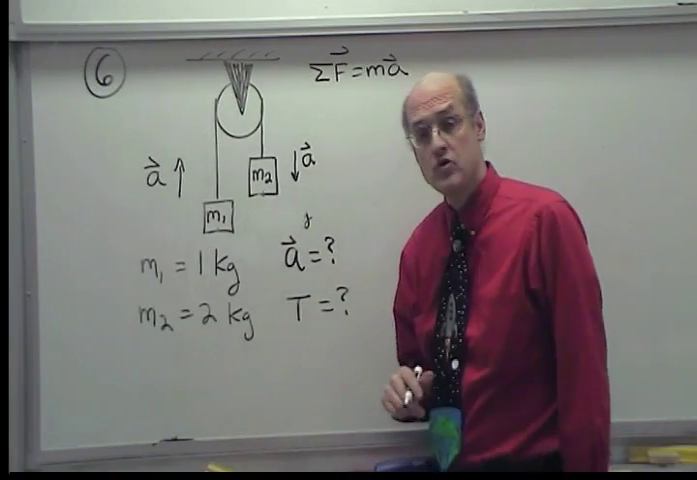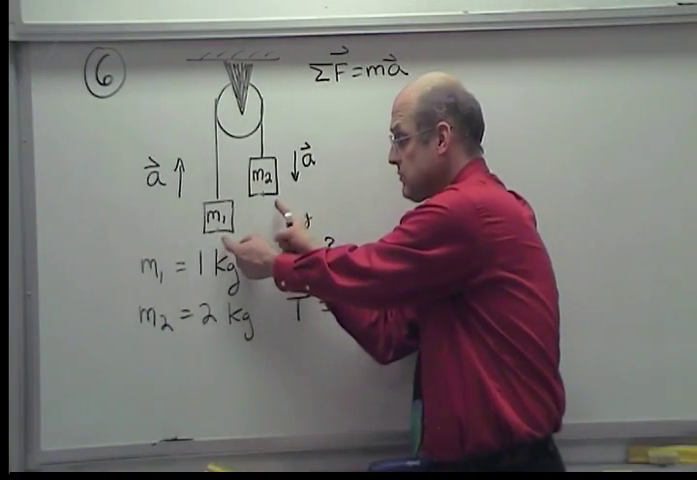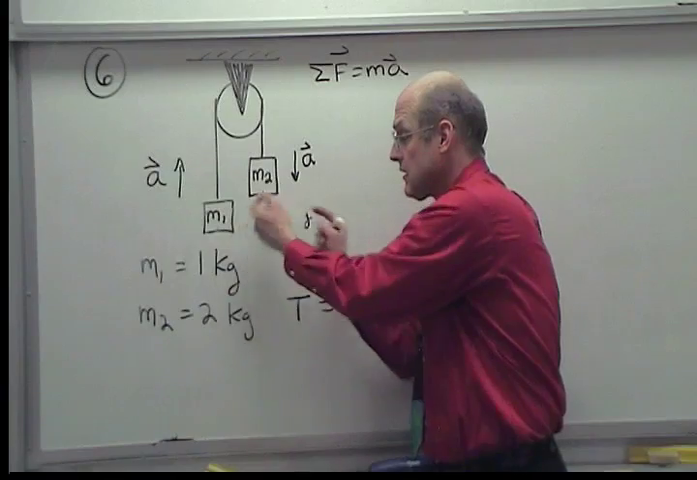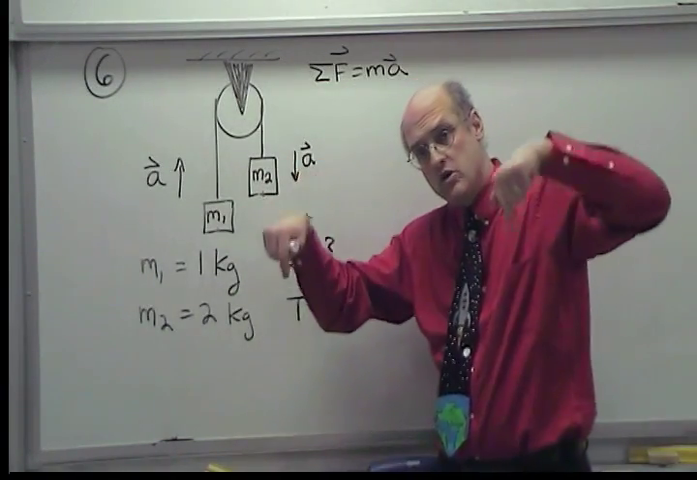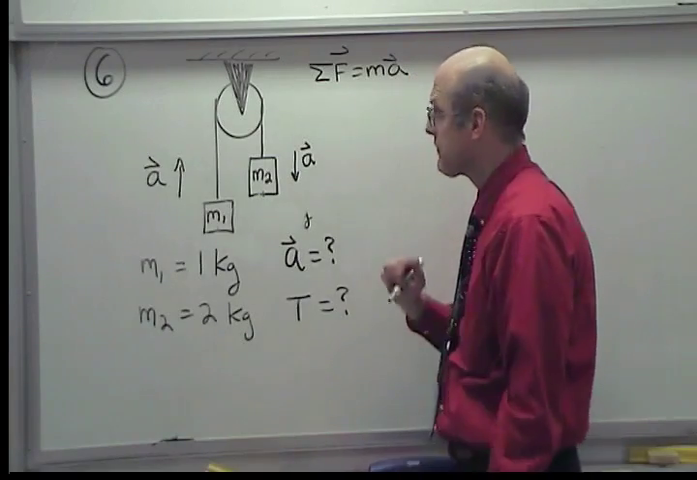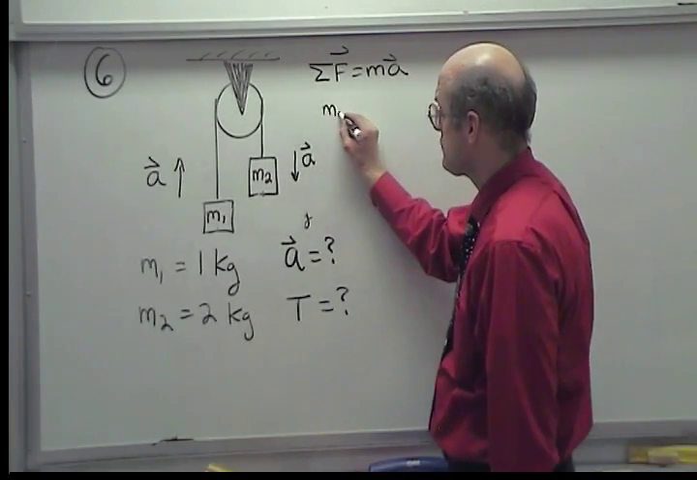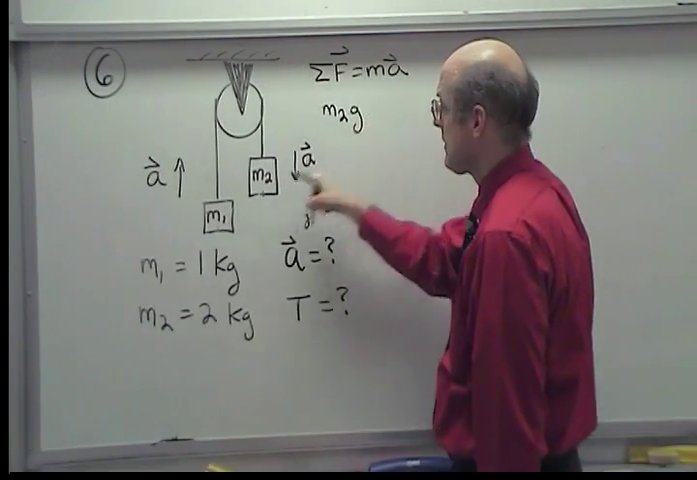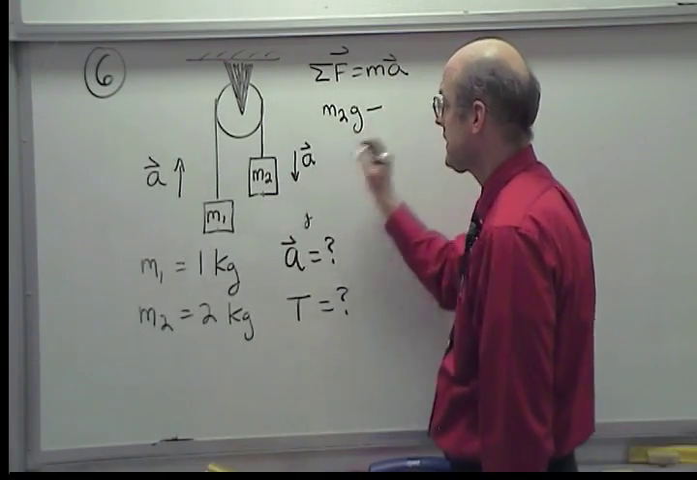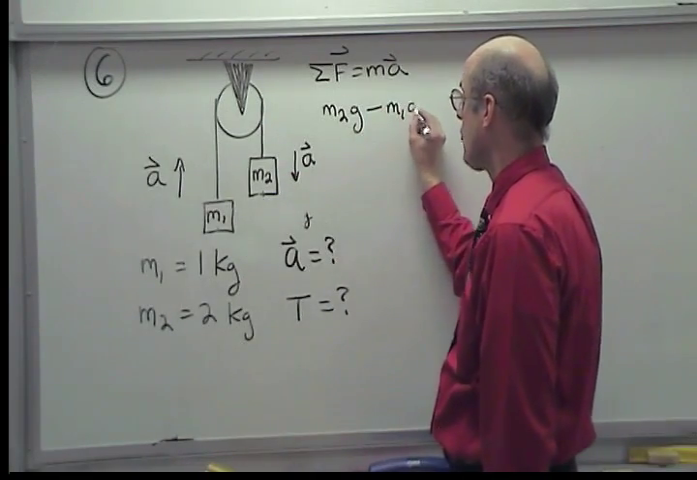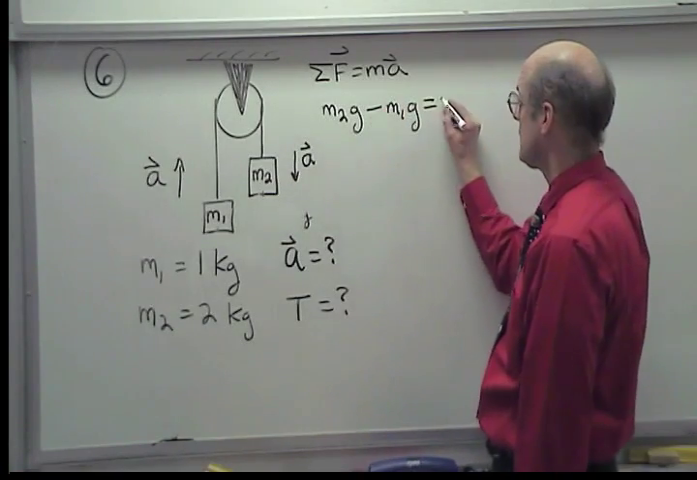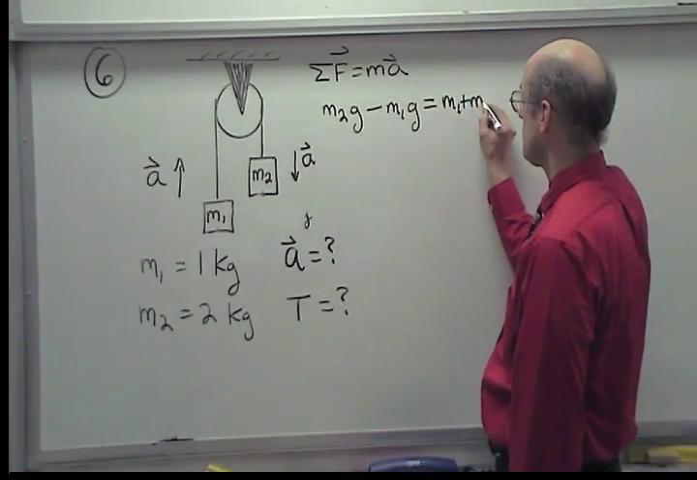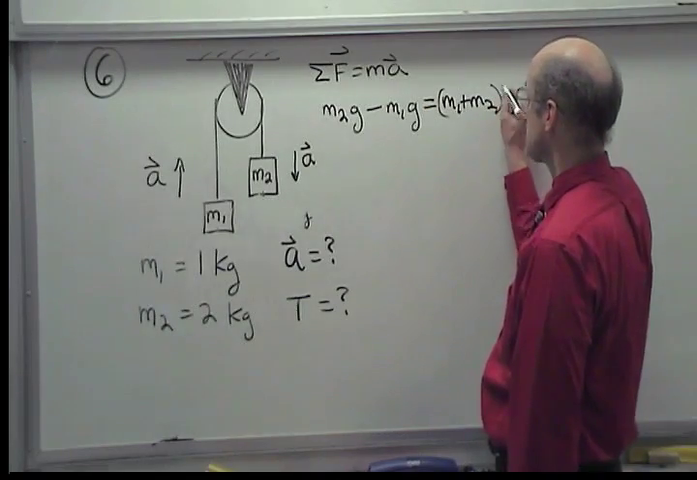Now, what is the net force on the system? Well, we have 2 opposing forces here. We have the weight of M2 and the weight of M1, which are opposing each other. So the net force will be M2g, the weight of M2, minus M1g. And that will be set equal to the mass of the system, M1 plus M2, times the acceleration of the system.